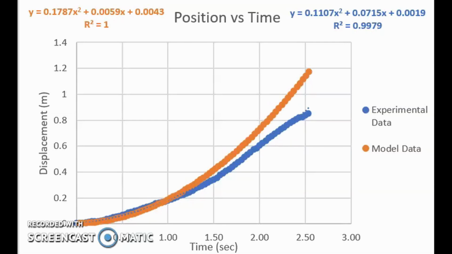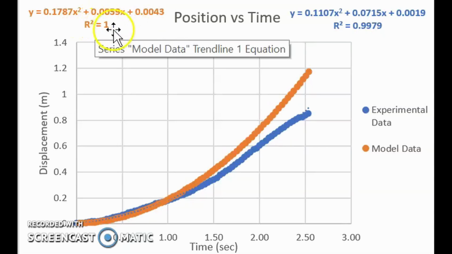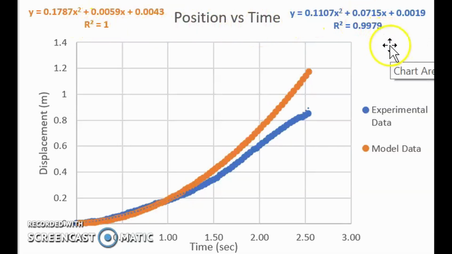A very interesting relationship is seen when you compare the experimental data and the model data. As the sliding object picks up speed, the difference between the model data curve and the experimental data curve increases. Judging by the r-squared value of the experimental and model data, the model is a more ideal representation of the position-time relationship of an object sliding down a ramp.